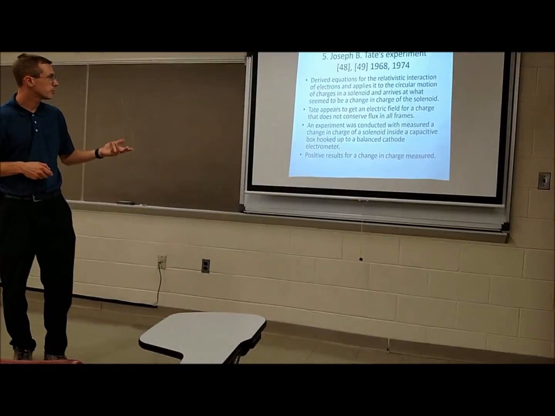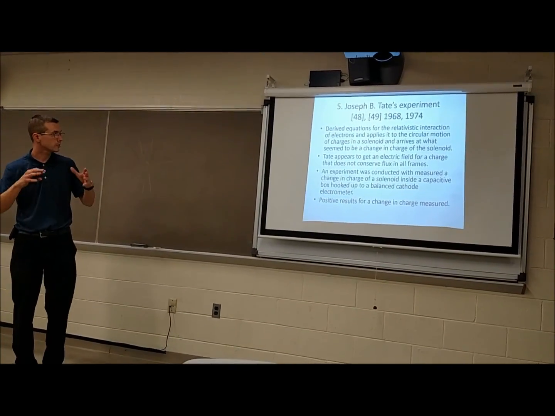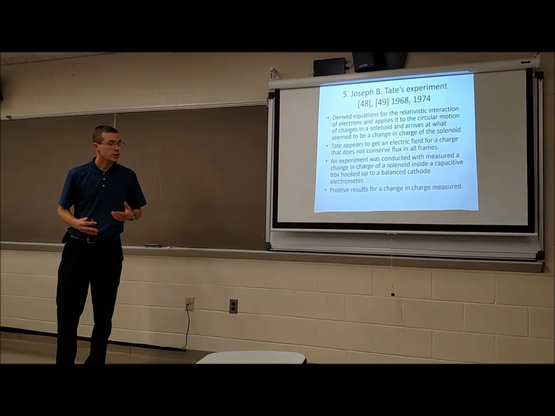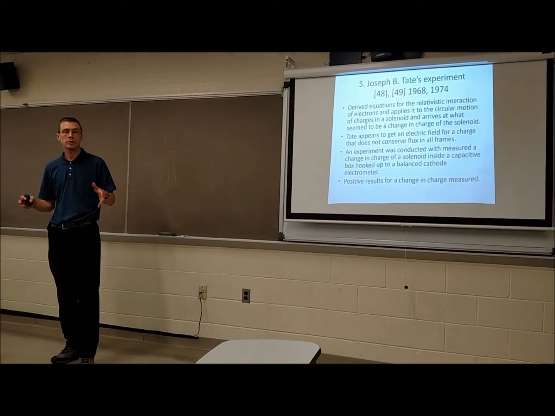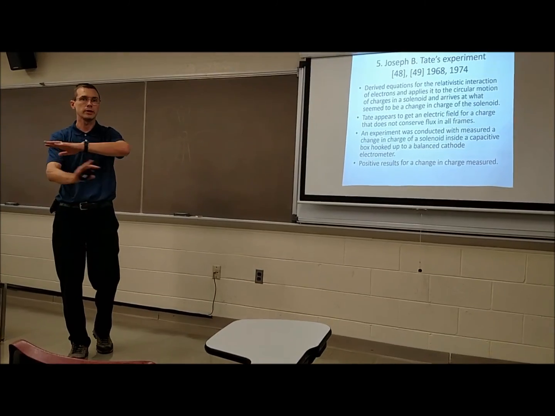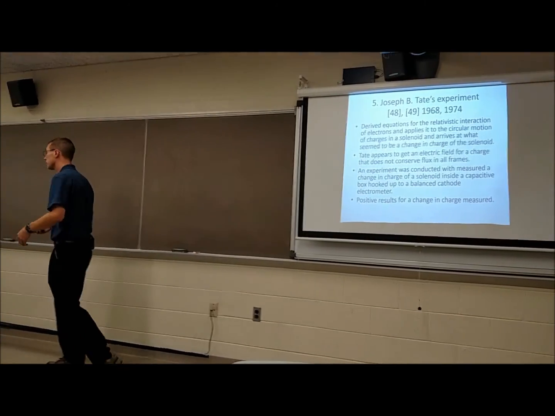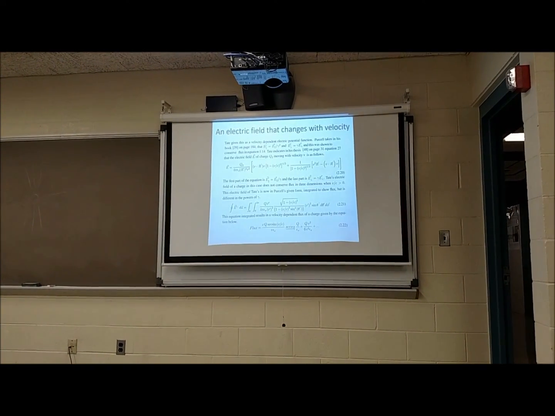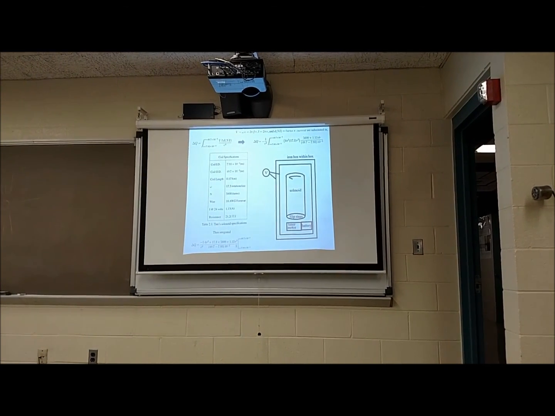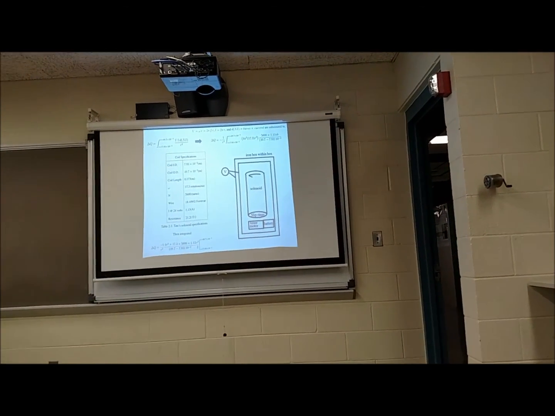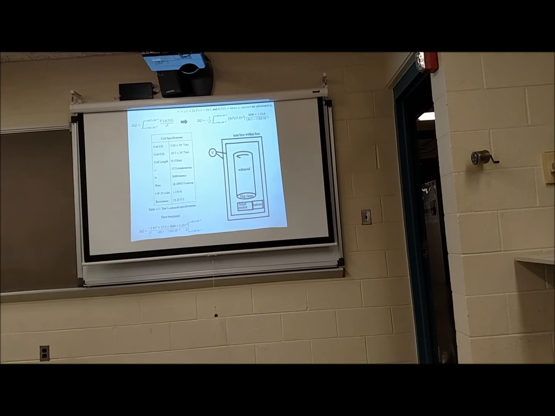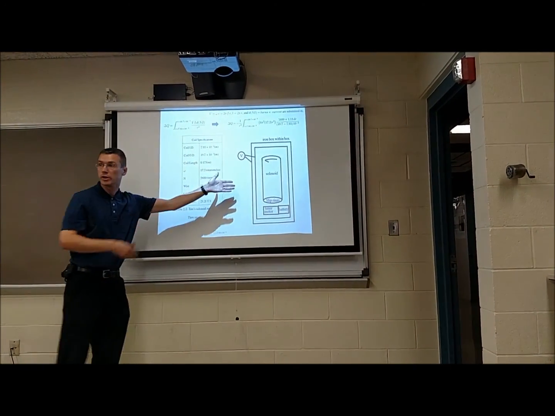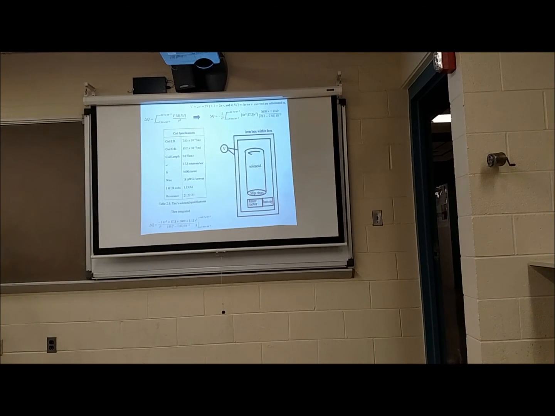But he conducted an experiment and measured a change in charge of the solenoid inside a capacitated box hooked up to a balanced cathode electrometer. And he had positive results for this. So we imagine the magnetic field rotating in this box, his rotating solenoid. I have an image of this. You would imagine the rotating magnetic field, V cross B all the way around, like an electric field shining off the solenoid. We imagine that you could observe a change in charge inside of the box, so this inspired us that maybe this needs more testing.